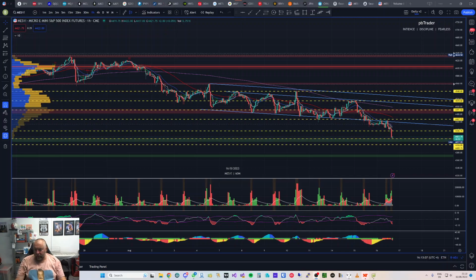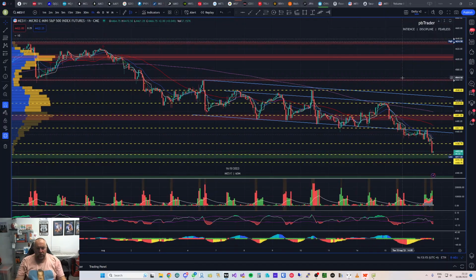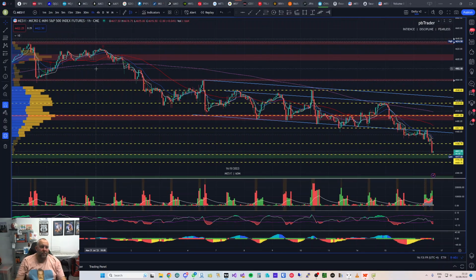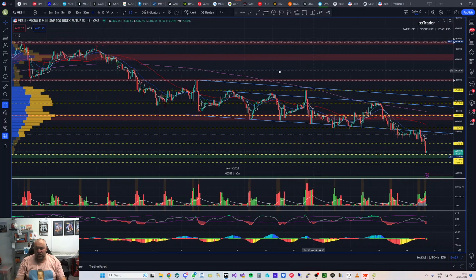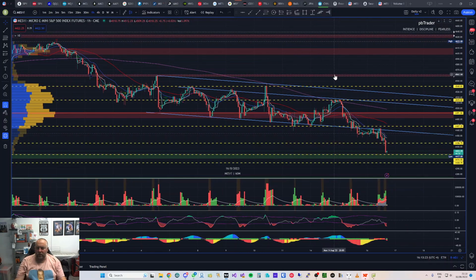Good evening. It's the 16th of August 2023 and I'm just going to recap my trades for today. On my chart at the moment you can see the 60-minute or the 1 hour time frame for the MES, which is the same chart as the ES futures chart as well.